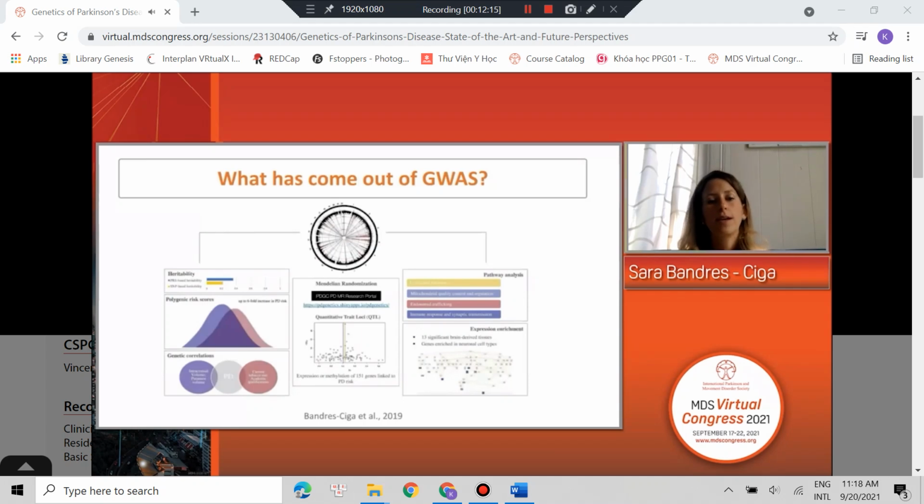But GWAS have also been key at informing biological pathways that are involved in disease etiology, such as, for instance, the lysosome, mitochondrial genes, immune system, dopamine metabolism, etc. We also know, of course, that there are certain GWAS variants that are enriched in specific tissues or cell types. And we have also learned that there are definitely overlapping genetic etiologies and also causality with certain traits, and much more.